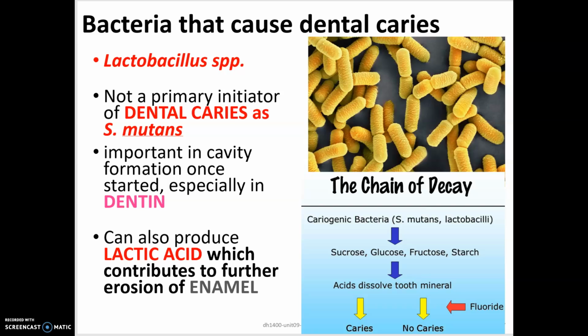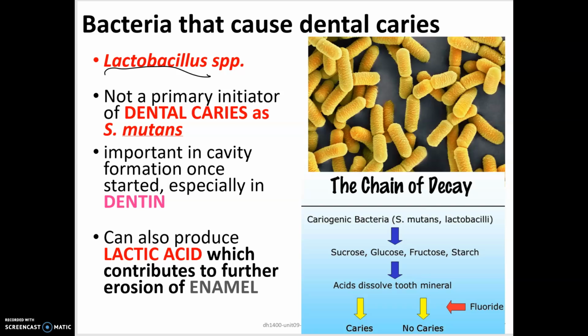Now, another species that's going to give us trouble when we talk about cavities are this group of lactobacillus species. They're not a primary cause of dental caries. That's going to be the Streptococcus mutans. But these bacteria are also quite good at producing acid, lactic acid in particular. And we associate these species with cavities that have extended into the dentin. So this lactobacillus species will be quite commonly found in cavities that have been around for a long time.